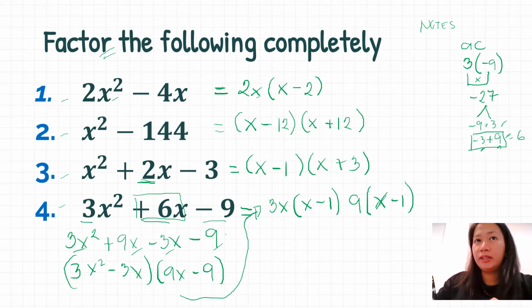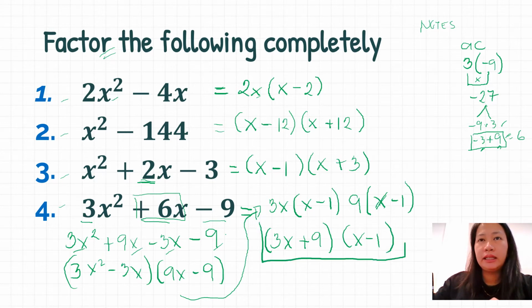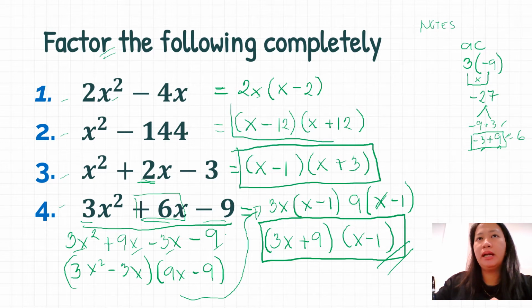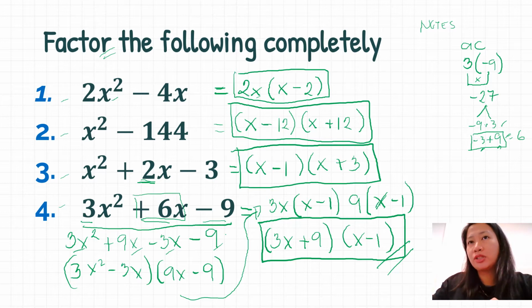So, ayan na po. Then, yung nasa labas na dalawa, pagsasamahin ko sila sa isang parenthesis. 3x plus 9. And then, kukopyahin ko lang po yung isa sa dalawa na magkapareho, x minus 1. And this one now, ito na po yung factors. Yan na po yung sagot. Ayan po yung hinahanap ko. That's the factors of 3x squared plus 3x minus 9. Ayan yung dalawang number na kapag minultiply, ang sagot ay yung given na expression.